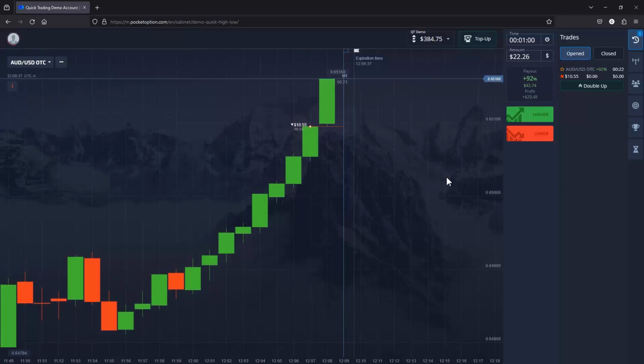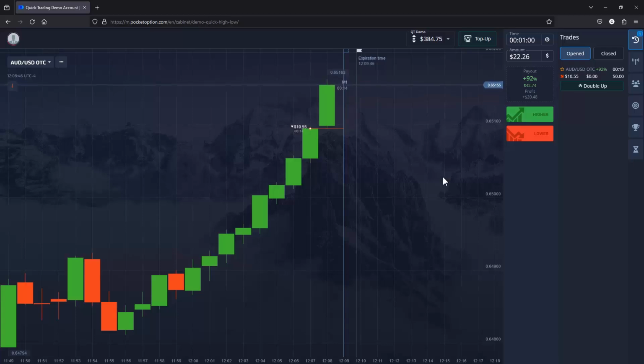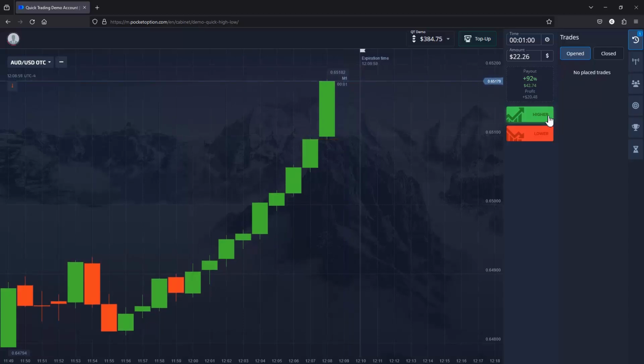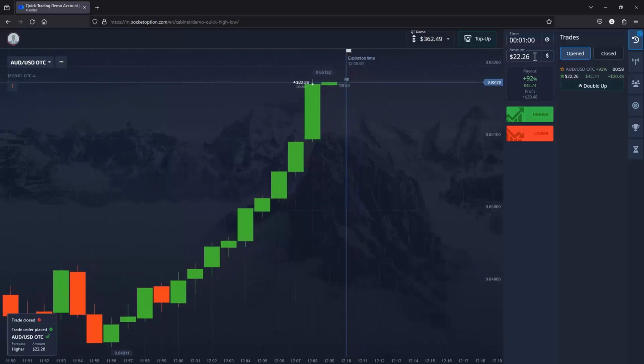20 seconds left to the candle closing time. I feel like it's gonna close with green color, which means it's gonna be a losing trade, so I have to be prepared to enter the third one with higher option. My mouse on higher option. Okay, let's go. I just entered the third trade.